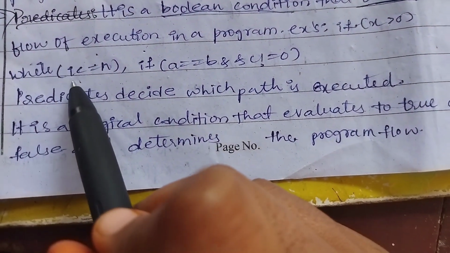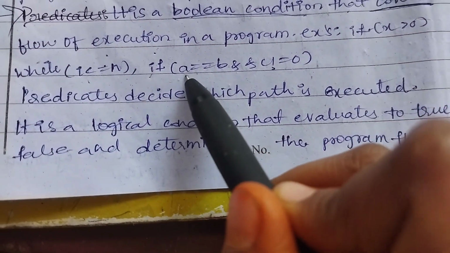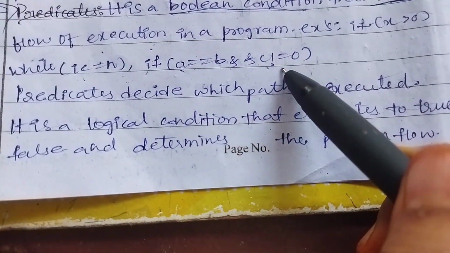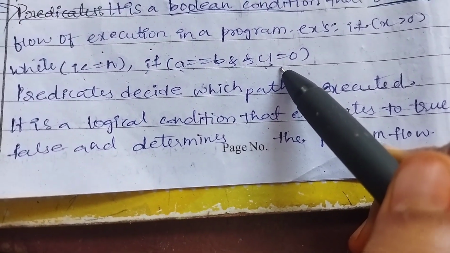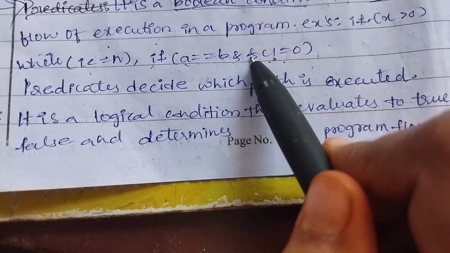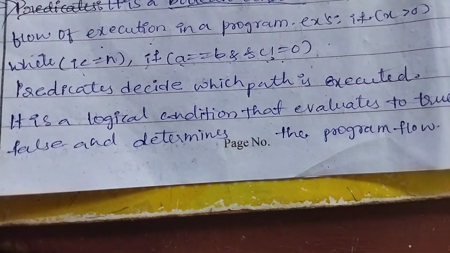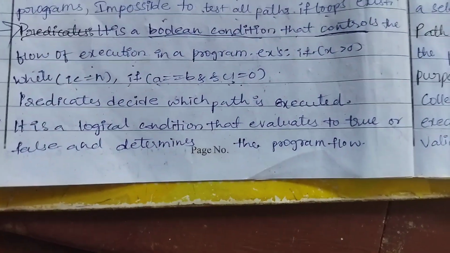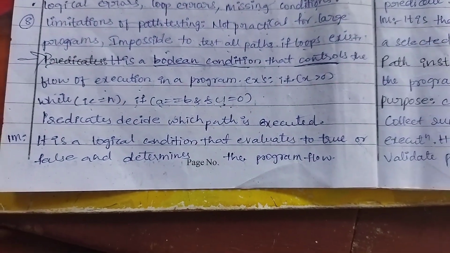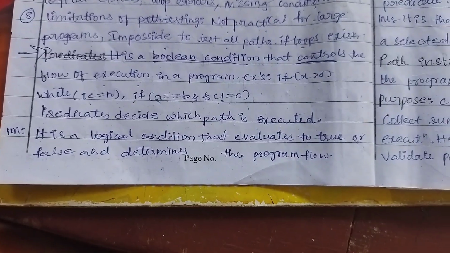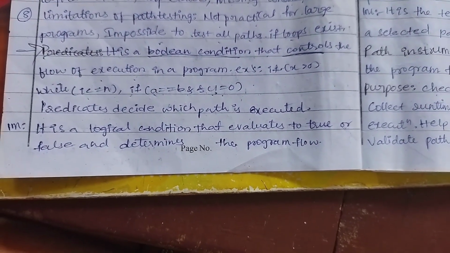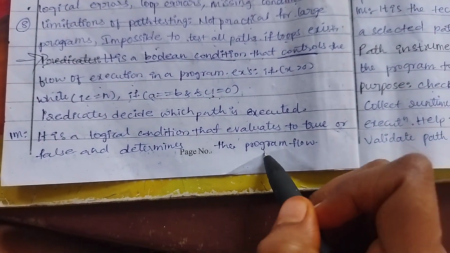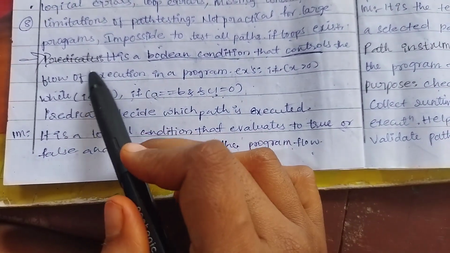In while loop cases, we use conditions like i <= n. If a == b && c != 0, it should satisfy the condition. Predicates decide which path is executed. It is a logical condition, like a Boolean condition, that evaluates true or false and determines the program flow. It is known as a predicate.